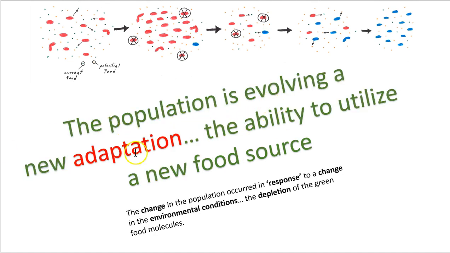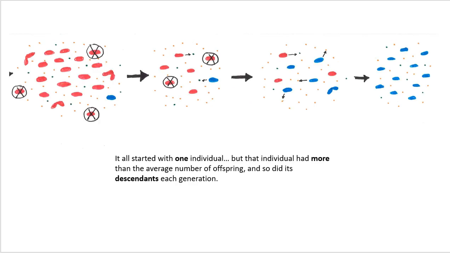The population is evolving a new adaptation, and the adaptation is the ability to utilize a new food source, the orange food molecules. The change in the population occurred in response to a change in the environmental conditions, the depletion of the green food molecules. So it was the depletion of the green food molecules that set up a situation where the blue bacterium now had an advantage because it could eat a different food molecule. So it all started with one individual, but that individual had more than the average number of offspring, and so did its descendants each generation.